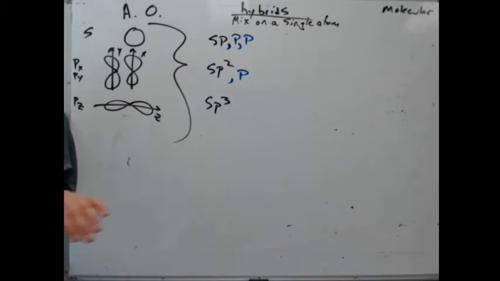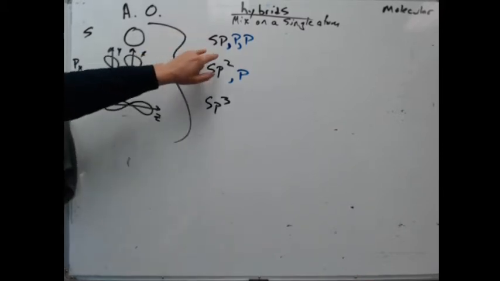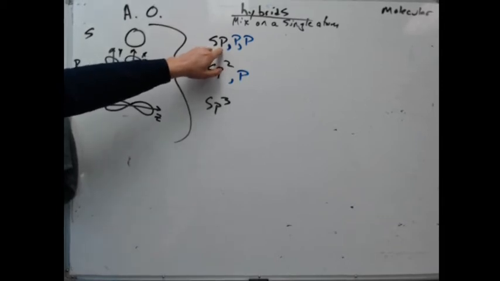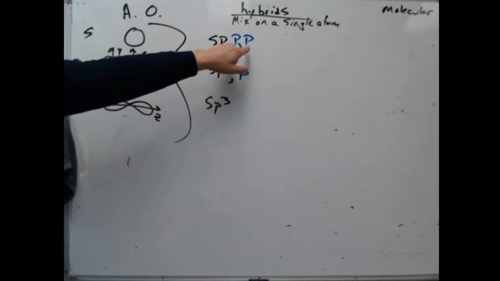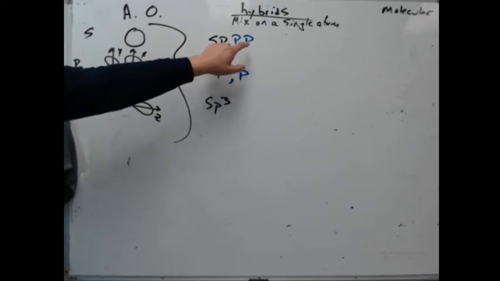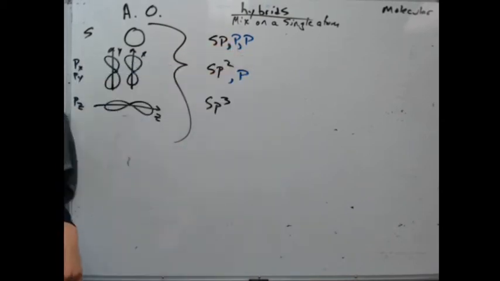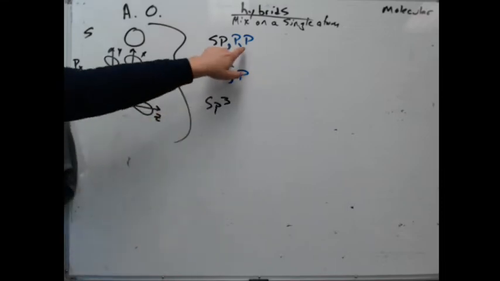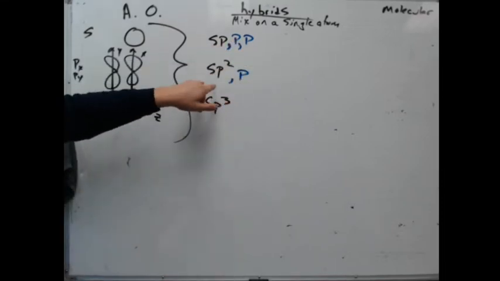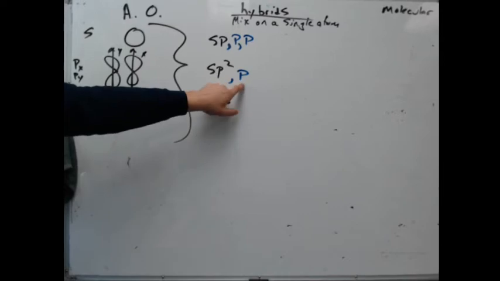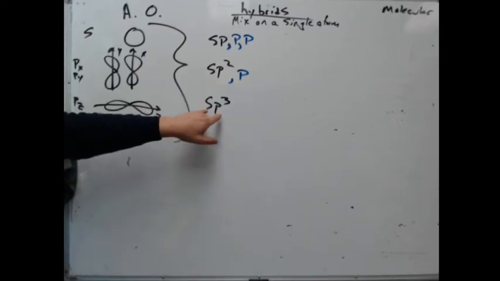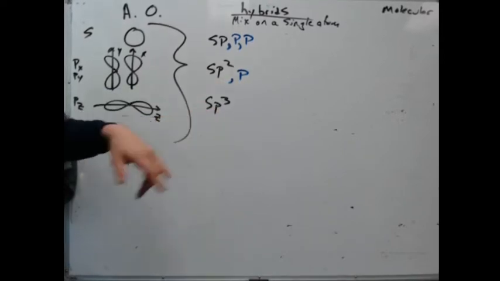Possibly. So if we're looking at the sp, this hybrid is going to form 2 direct overlaps. That's going to be 2 sigma bonds. These unhybridized p orbitals would make the pi bonds. So this would have 2 possible pi bonds. This one is going to have 3 sigmas, 1 possible pi. This one's going to have 4 sigmas.